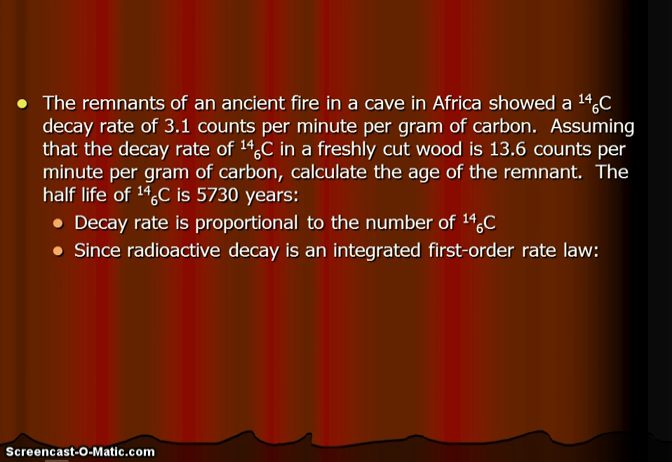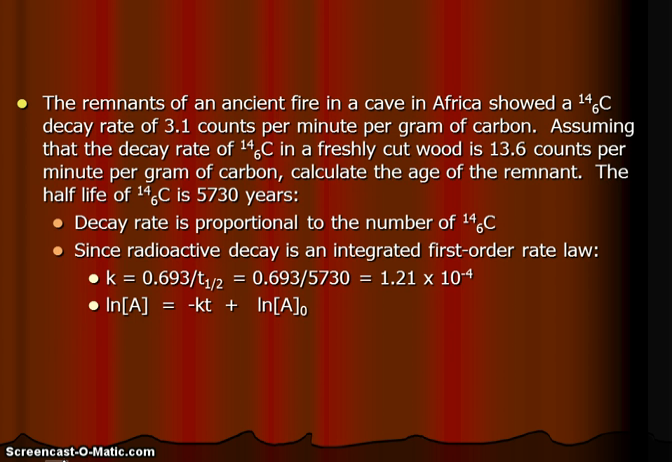Now, radioactive decay is an integrated first-order rate law. So we can use equations that we know for integrated rate laws to calculate how old this particular specimen is. The first thing we can do is calculate what the rate constant k is. For a first-order reaction, k is calculated by taking 0.693 and dividing it by the half-life. So 0.693 divided by 5,730 will give us a rate constant of 1.21 times 10 to the negative 4 for carbon-14.